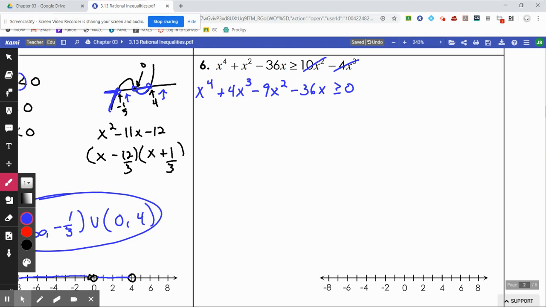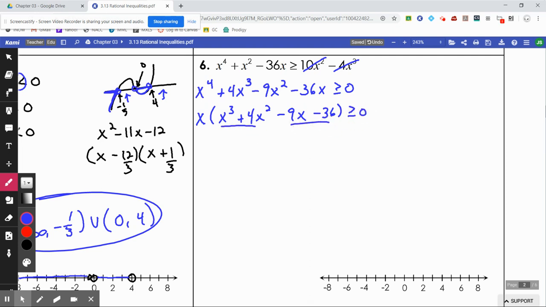Let's see, this might be factorable by grouping. Let's try that out. Or we could actually factor an x out to begin with, and you're left with x to the third plus 4x squared minus 9x, hang on just a second, I think I lost, no, minus 36, that's right, is greater than or equal to 0.